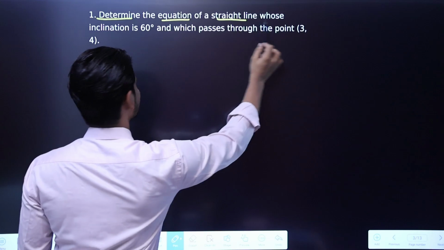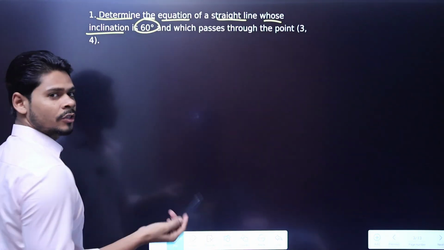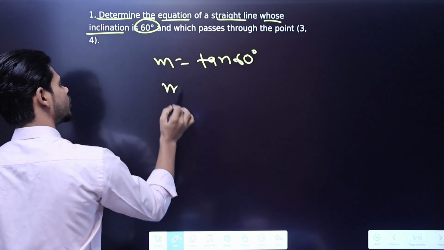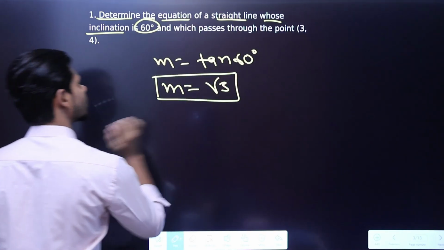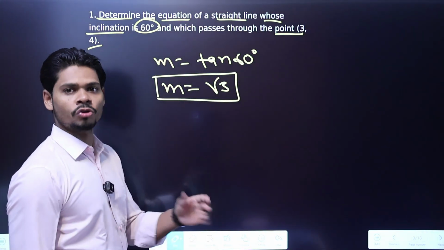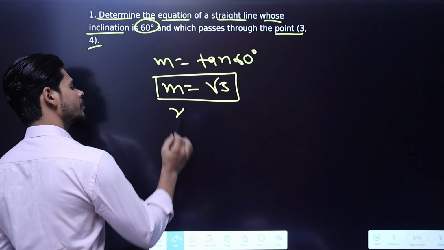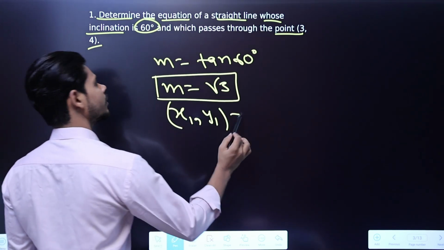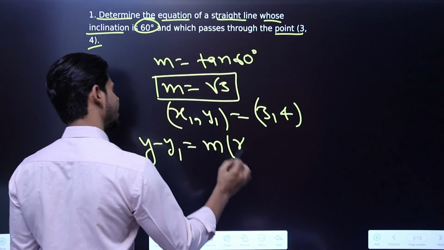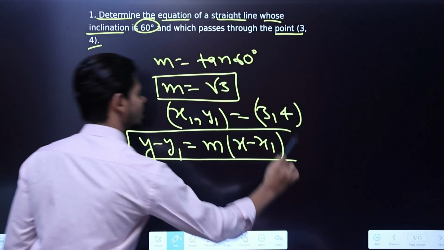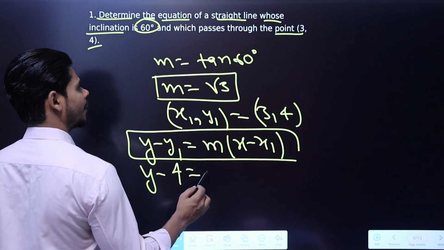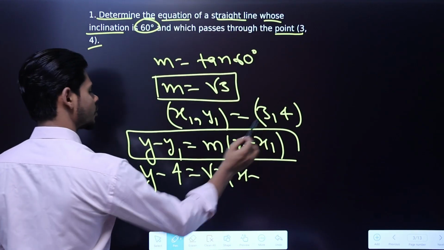Determine the equation of a straight line whose inclination is 60 degree. So you can easily find m, which is tan theta. Theta is 60 degree, so tan 60 degree is root 3. And it passes through the point 3 comma 4. So one point is given, x1 comma y1 is 3 comma 4. So we can directly use y minus y1 is equal to m bracket x minus x1, the one point slope form, to find the equation of the line. So y minus y1 is 4, m is root 3, and x minus x1 is 3.